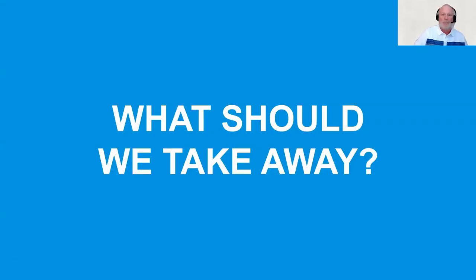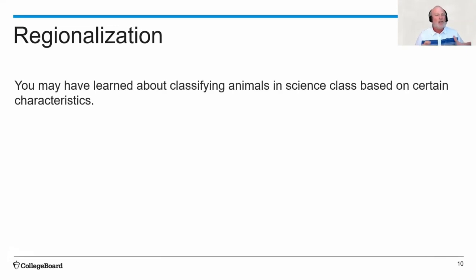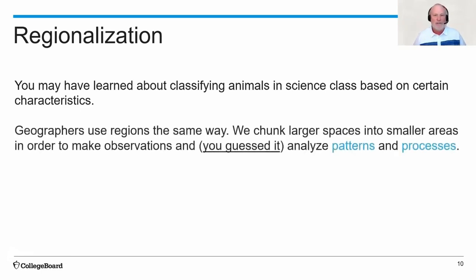Okay? So, what should we take away from this particular video about regions? Well, regionalization is something you're already familiar with because in science class, you've learned about classifying animals based on characteristics. You know, are they amphibians? Are they reptiles? Are they mammals? Are they vertebrates? Are they invertebrates? All the different genus and species and kingdom and phylum and order and class. Well, guess what? That's what we're doing as geographers too.